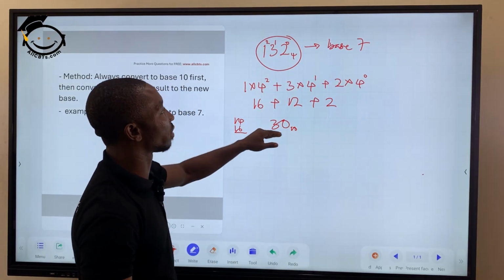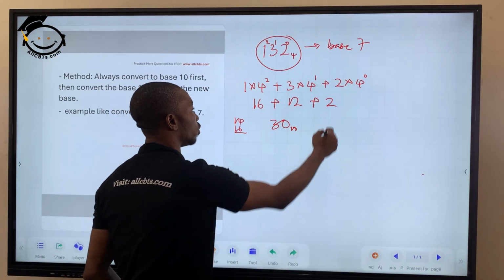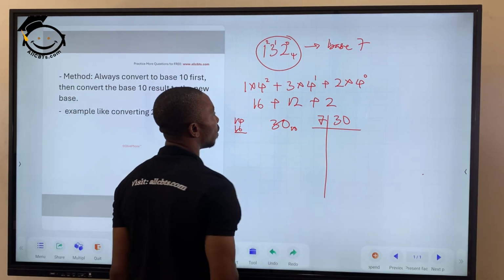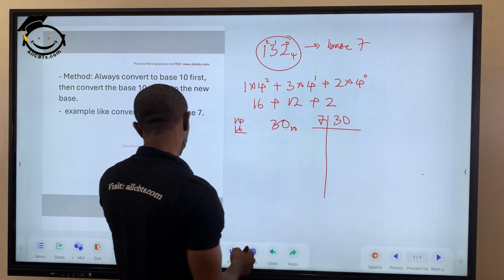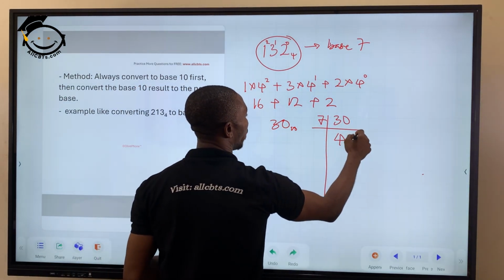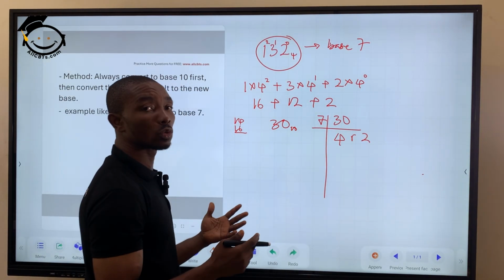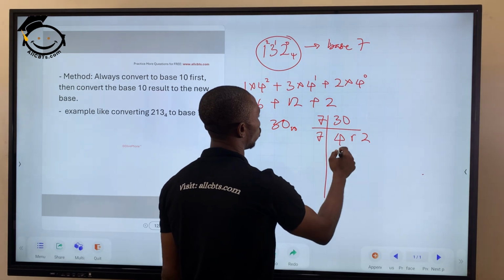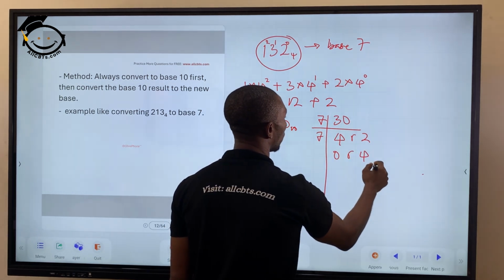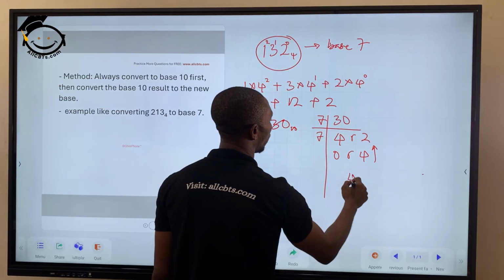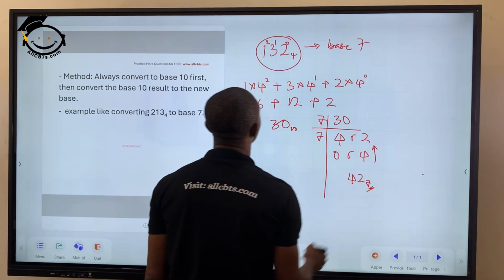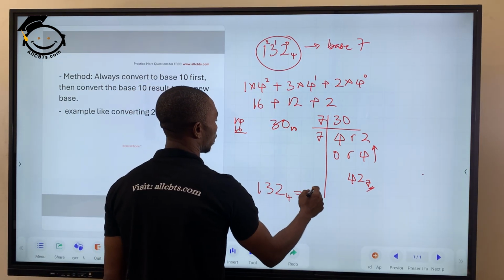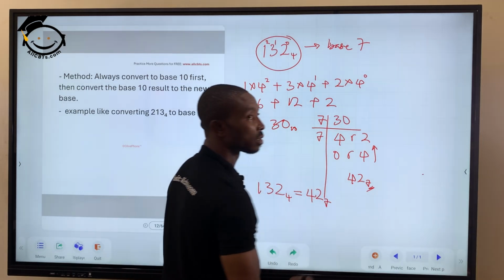Now we'll convert 30 to base 7 using long division. So this gives us 30 and 7. Now 7 into 30 will give us 4, remainder 2. 7 times 4 is 28. So that will be 4, remainder 2. Now 7 into 4 will be 0, remainder 4. So reading upwards, we have it as 42 base 7. So that means 132 base 4 is the same thing as 42 base 7.